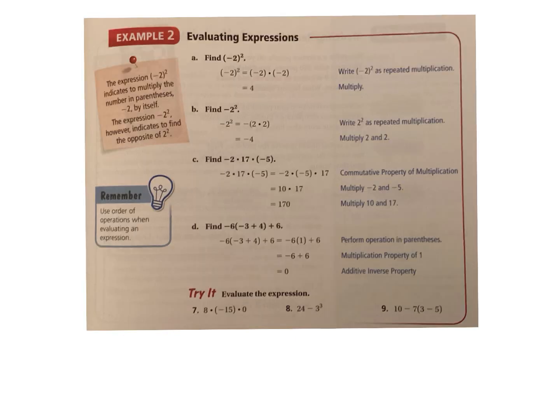Now, we can evaluate expressions. And this is where we remember to do PEMDAS, and how we do the parentheses first, then the exponents, then the multiplication, division, and then adding and subtracting. Okay? So, in this first one, find negative 2 to the second power. So negative 2 to the second power is just negative 2 times negative 2. Because it's a negative times a negative, it's going to be a positive 4.